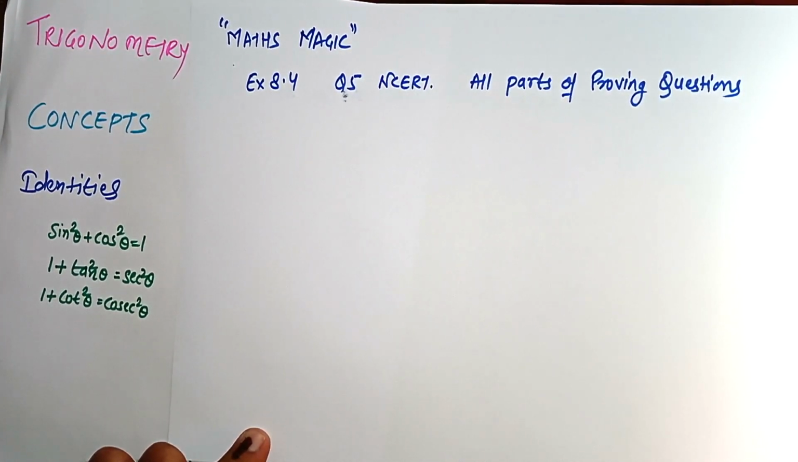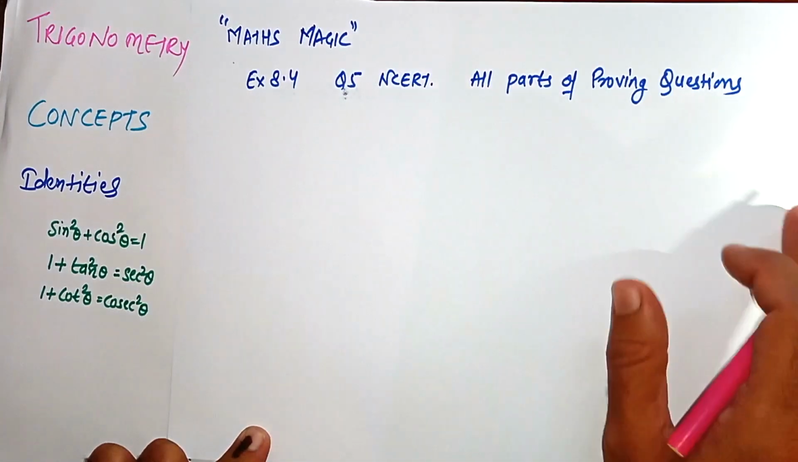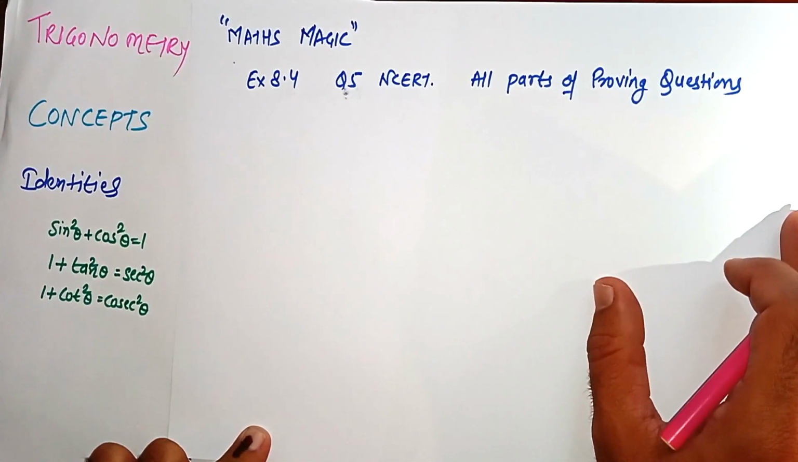In the continuation of our last video, which was on trigonometry basic concepts, today we are taking up the same topic. In the NCERT exercise 8.4, question number 5, in which the proving questions are there. So we are going to solve all the proving questions today.